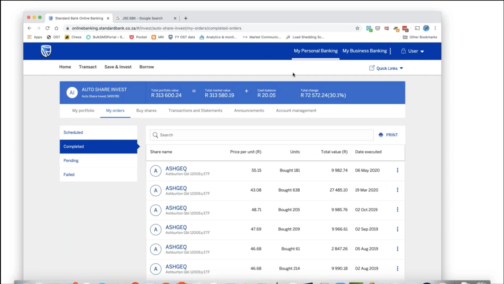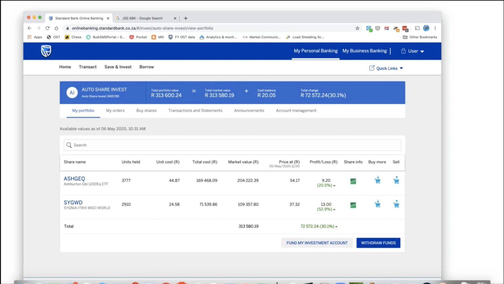There it sits. We got 181 of them at 55.15, and you can see other transactions that have gone through. Obviously, the price has run a fair bit since the previous, and that's because this particular ETF. Someone's saying, why this ETF?